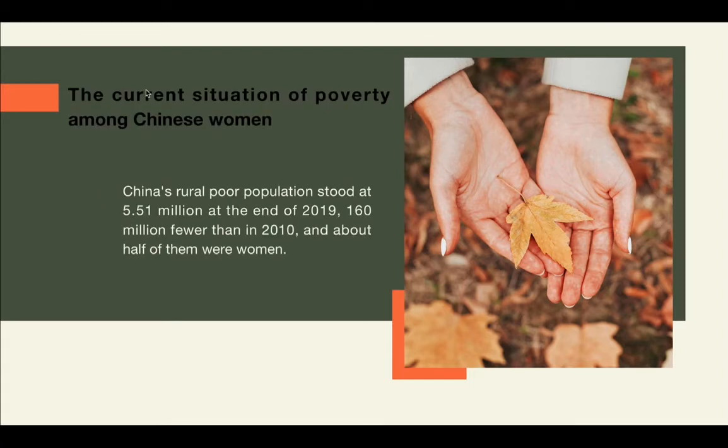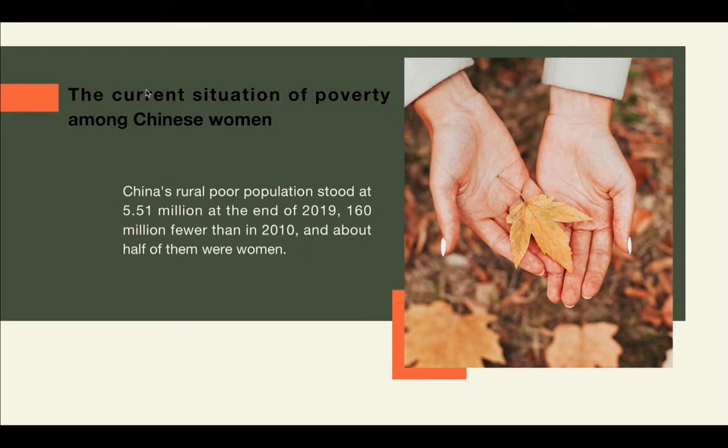Now we will talk about the current situation of poverty amongst Chinese women. In our country, traditional concepts and ways of division of labor still exist widely. The National Bureau of Statistics has released a statistical monitoring report on the 2018-19 programs for the development of Chinese women. The report shows that poverty among rural women has been significantly reduced.